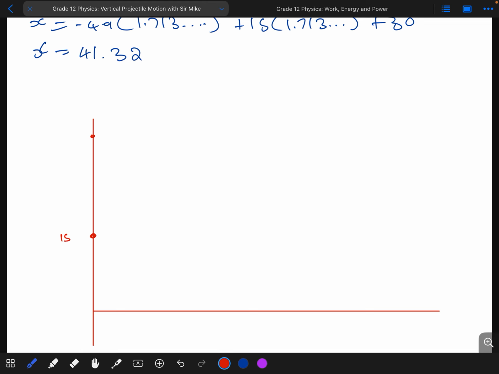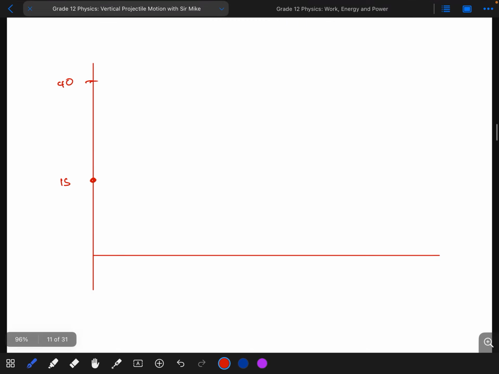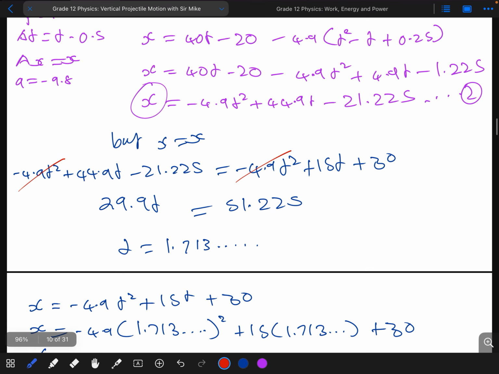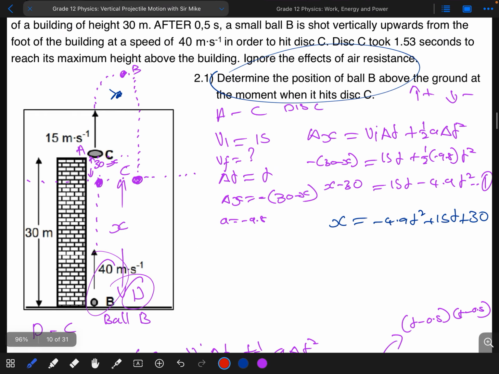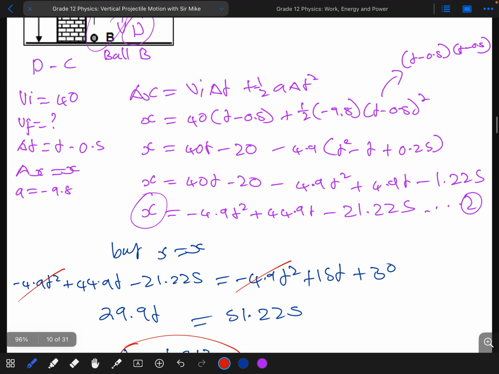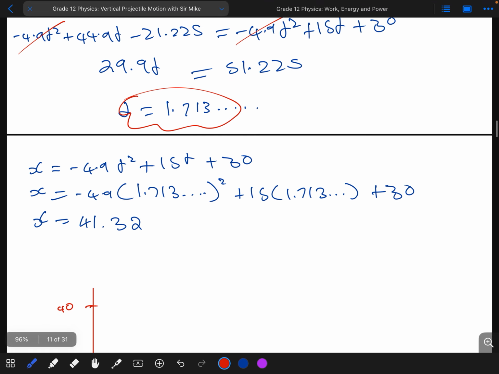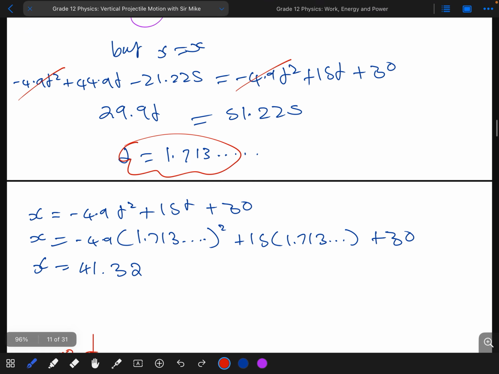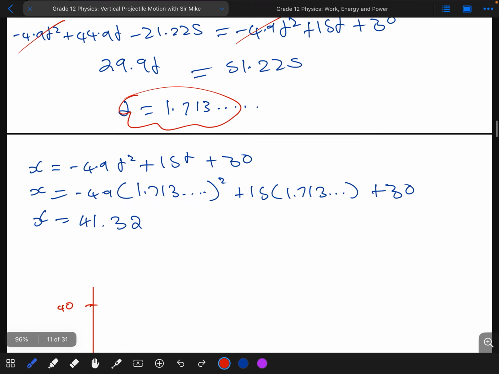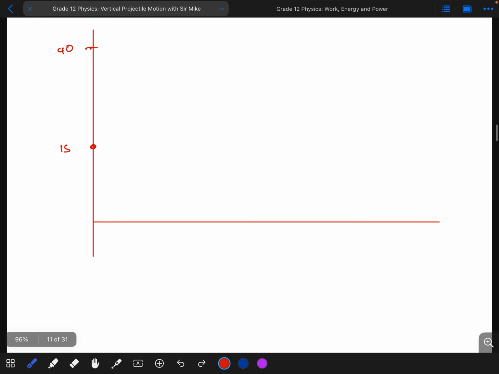In this case, for the second one, its velocity is actually 40. But remember, if you look at the time that you got and what they said in the statement, it took disk C 1.53 seconds to reach its maximum height. So this tells me that they actually met after disk C had already reached its maximum height.